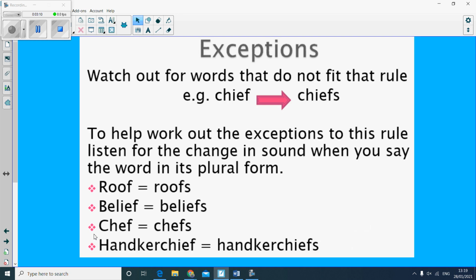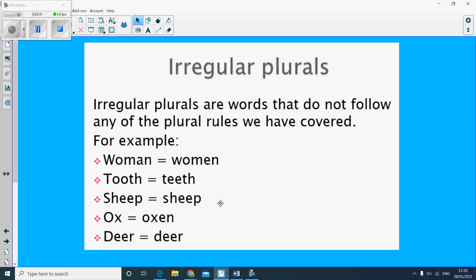There are, of course, some exceptions to the rules, and we can see here that chief just changes to chiefs. We don't get rid of the F and change it to a V. And we've also got some here for roof, again, just add the S. Belief, just add the S, beliefs. Chef and chefs, handkerchief and handkerchiefs. So there are always some exceptions.